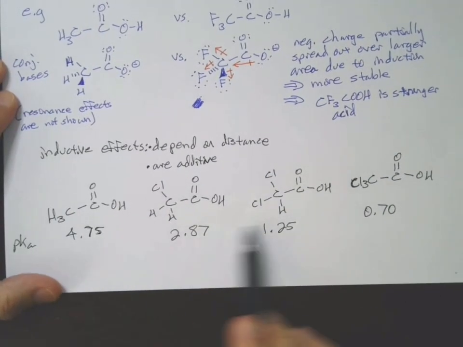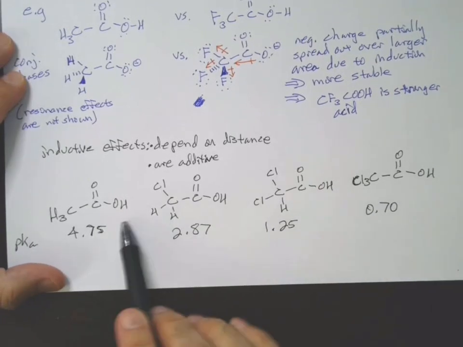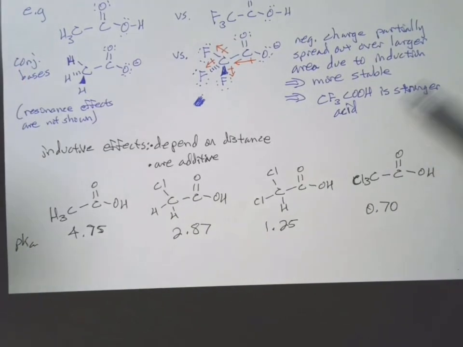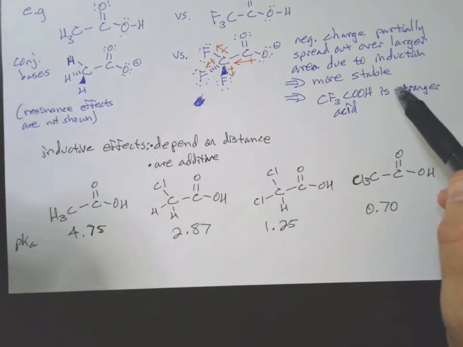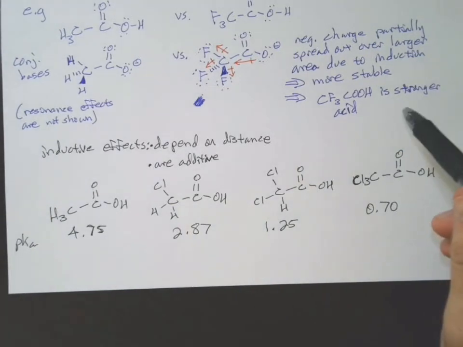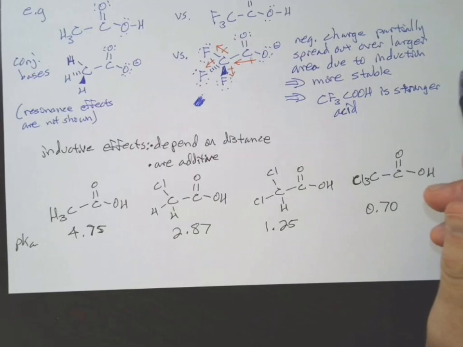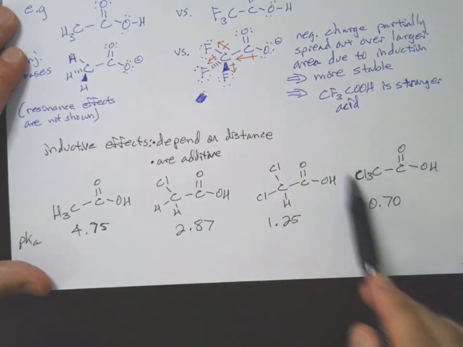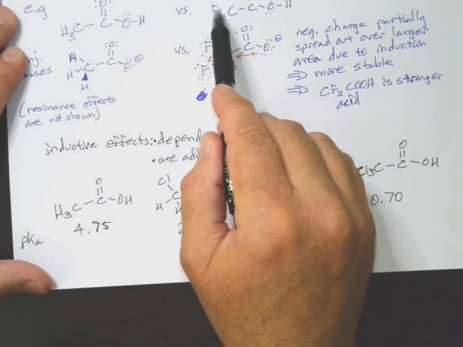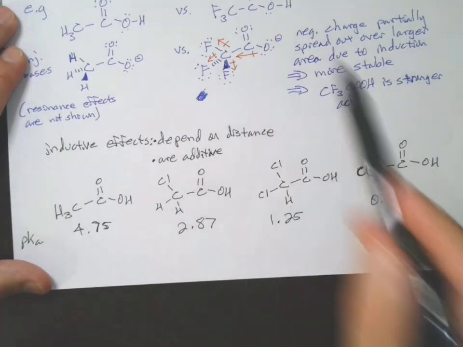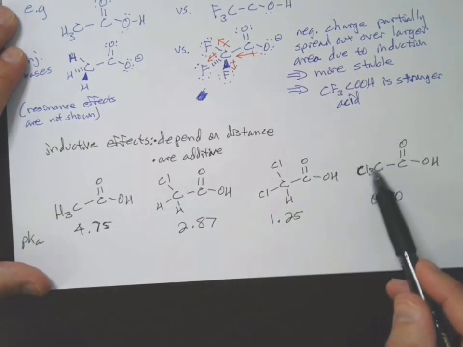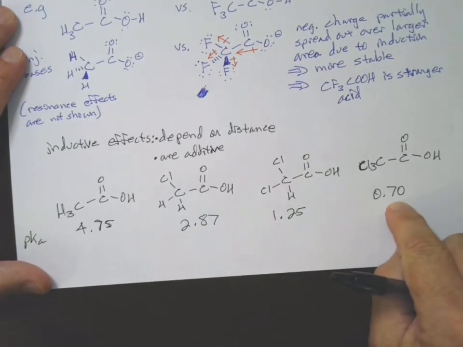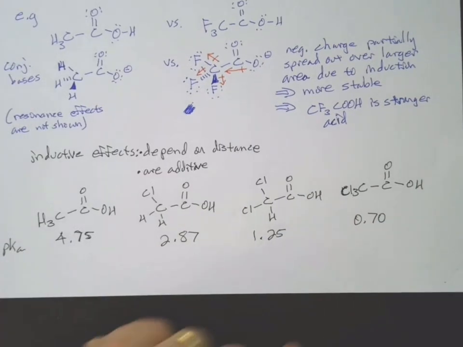And so the more chlorines I have, the more electronegative groups I have, the more stable the conjugate base is, the stronger the acid is. Similarly, the more electronegative the electronegative atom is, the more stabilizing effect that will have. So for example, I don't think I have the pKa of trifluoroacetic acid on hand, but the pKa of trifluoroacetic acid is lower than 0.7. TFA is a stronger acid than TCA because the fluorine, being more electronegative, stabilizes the negative charge on the conjugate base better than the chlorine does, even though the chlorine does a really good job of stabilizing it. When we get down to these types of pKa's, we're getting into borderline strong acids.